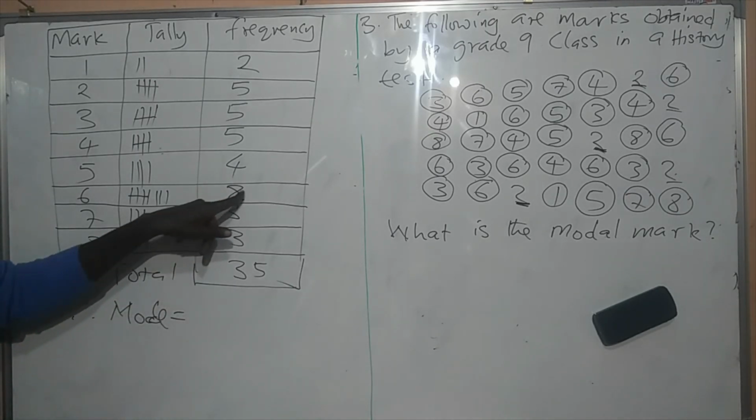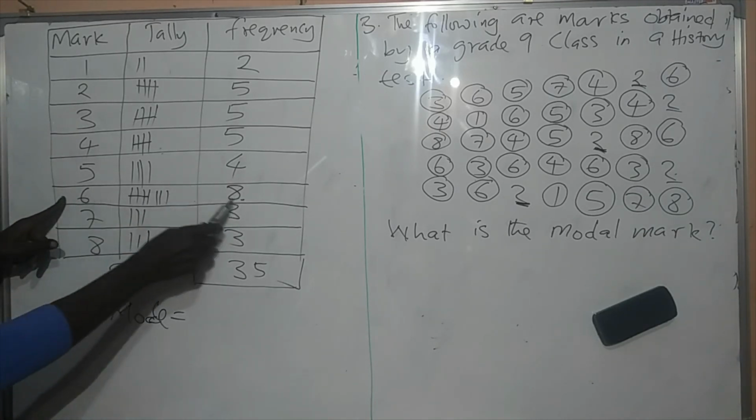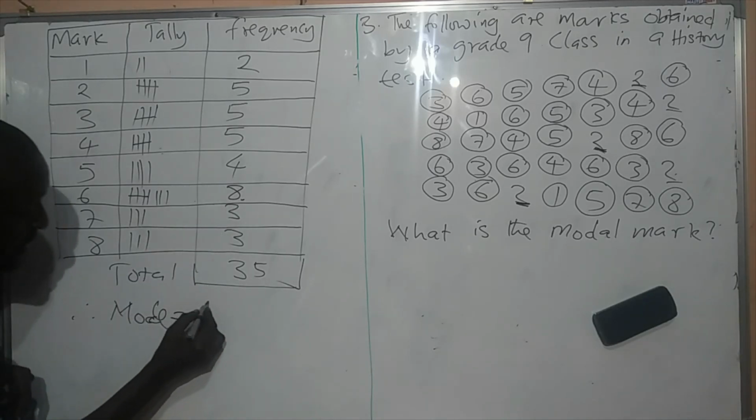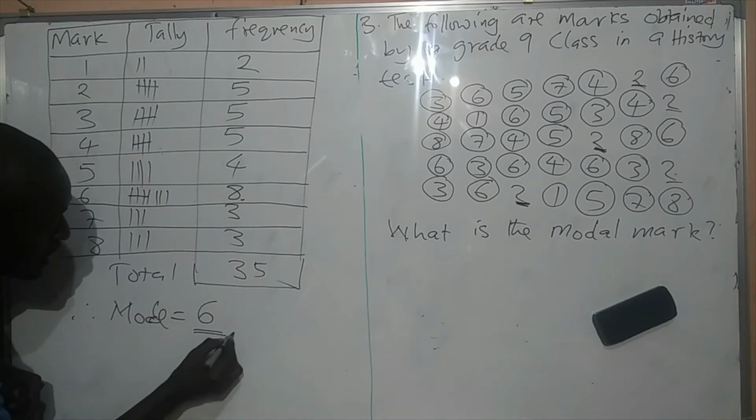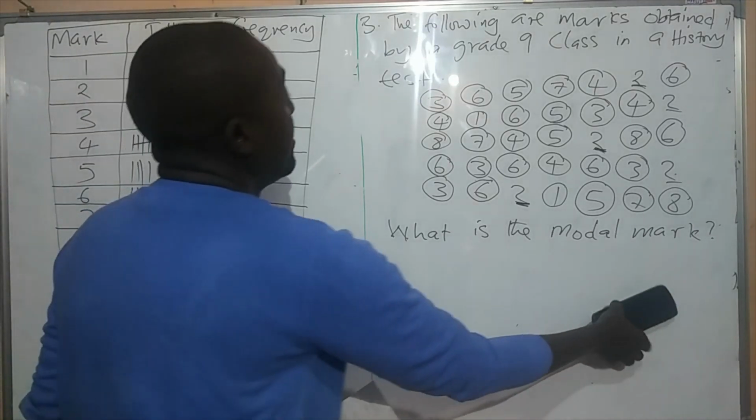So here we have 8 here. So our answer is 6. So it means that 6 appears 8 times. So we have 6 as our answer here. The mode is 6. Okay, so then we can go to our next question. We can go to the next thing for today.